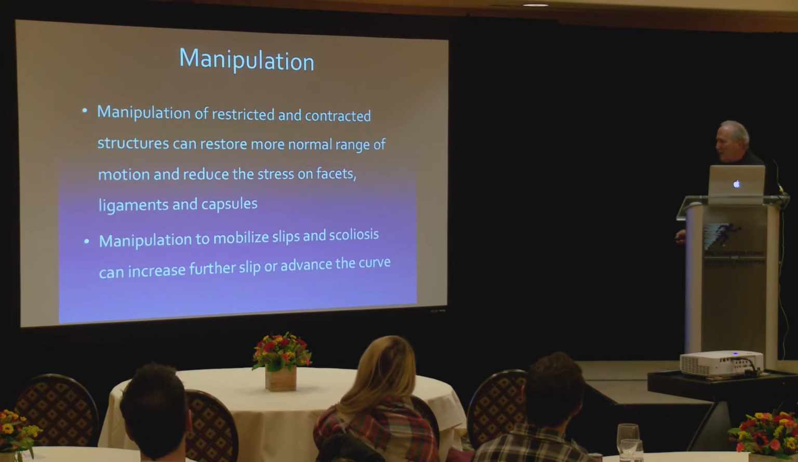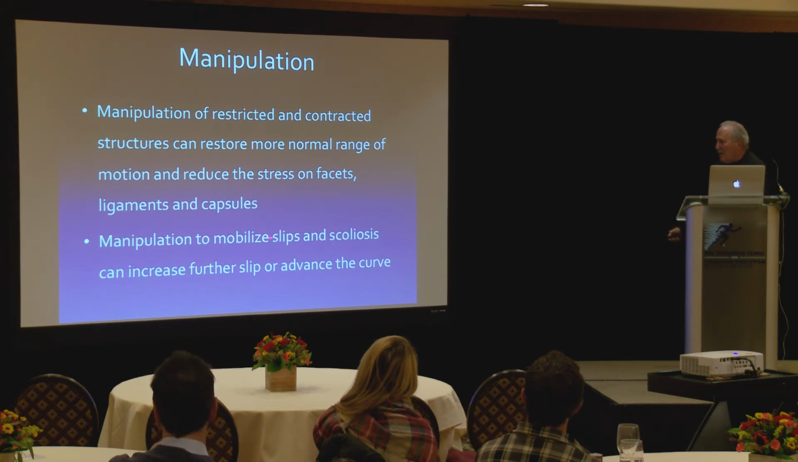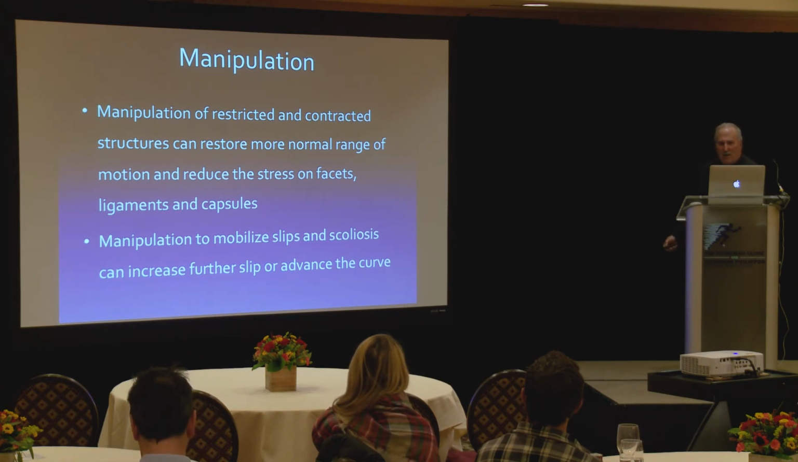Again, we talked about manipulation. It's great for restricted and contracted structures, can restore the normal range of motion and reduce the stress on facets, but it mobilizes slips and scoliosis. And a highly mobilized degenerative scoliosis is going to do what? What's gravity doing to it already, right? It's already pushing it down. You mobilize it, it's going to make it a little worse. So you can get temporary relief, but you don't want to work on it and work on it and make it more mobile because you're going to make it worse.